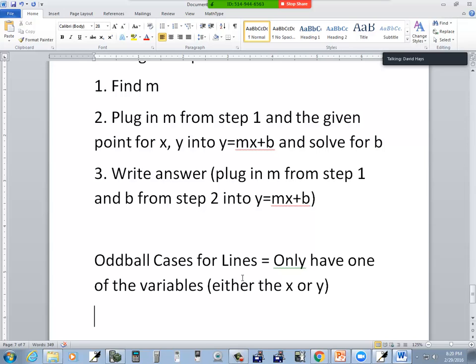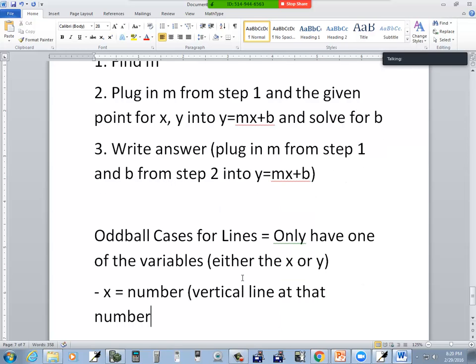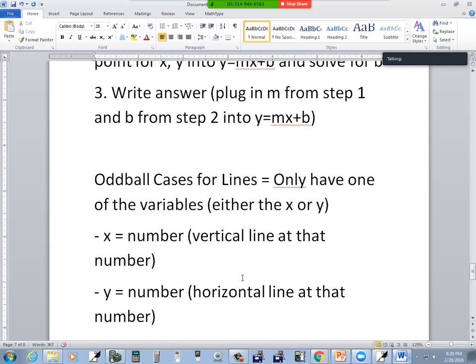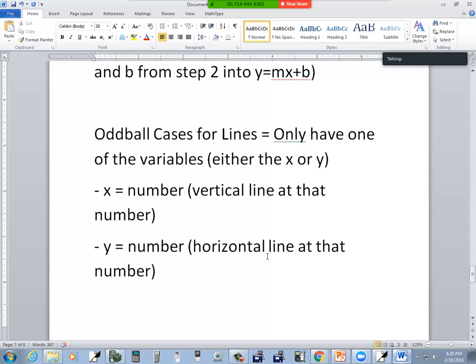Now if you have x is equal to a number, then this is going to be a vertical line at that number. If you got y is equal to a number, this is going to be a horizontal line at that number. Now these oddball cases do not work out well if you try to apply the steps I give you above. You just have to recognize that they're oddball cases and then sketch a graph from there.